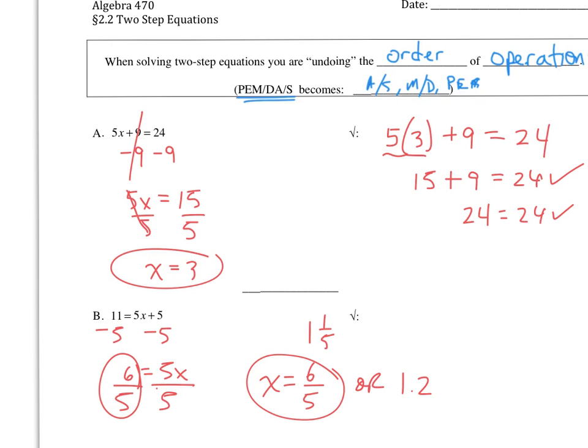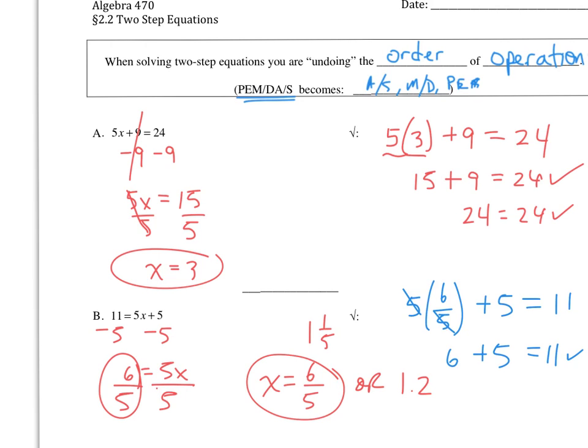Now, if I check this, and I do 5 times 6/5, what happens with the 5s? They cancel out. Anytime you're multiplying by 5 and dividing by 5, they cancel out, and I'm left with just 6. Now remember, I'm adding 5, and it's supposed to equal 11. So is 6 plus 5 equal to 11? Check. It works. Okay?